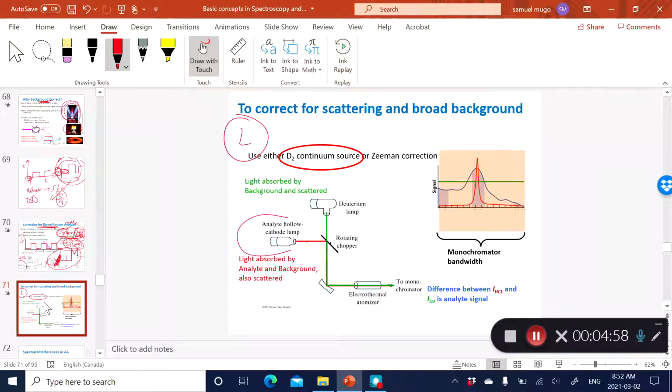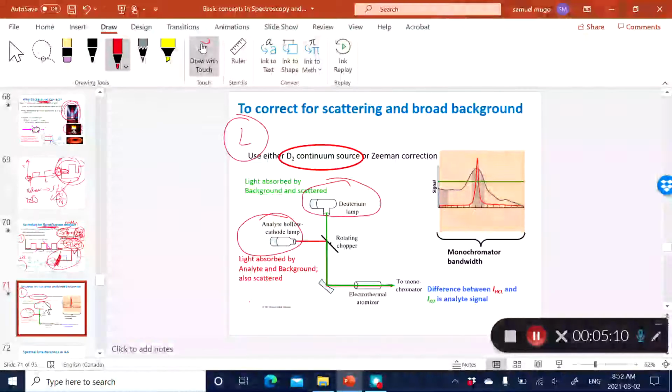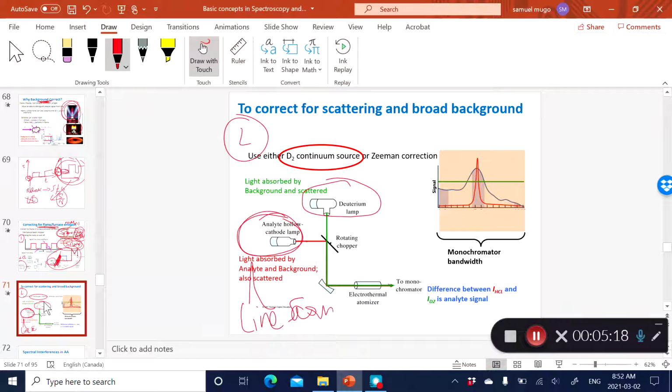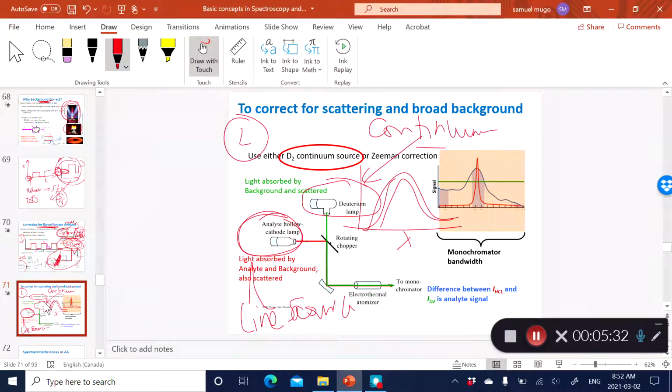So you've got the hollow cathode lamp, which is your analytical light source, but you also have a continuum type of light source, something like deuterium. Now remember, the hollow cathode lamp is a line source, whereas the deuterium is a continuum, meaning the wavelength is fairly broad. And so at one point, you can have a rotating chopper that blocks the light from the deuterium.